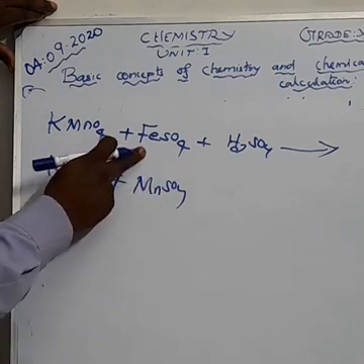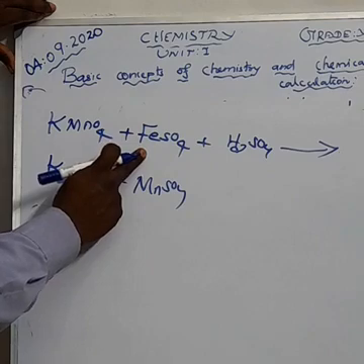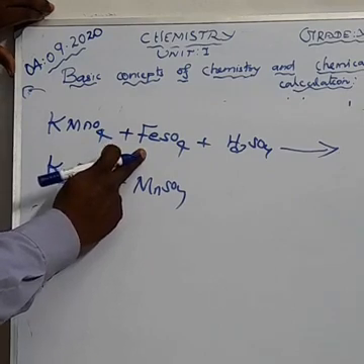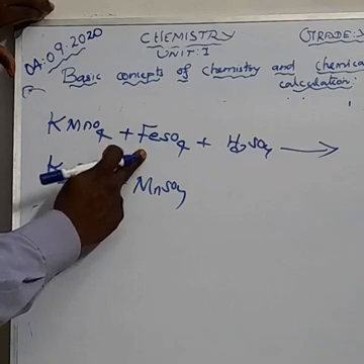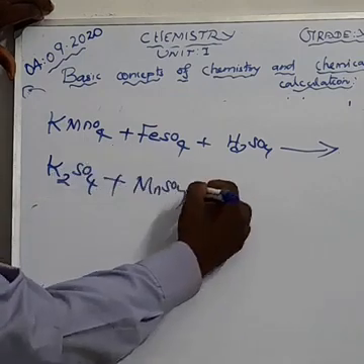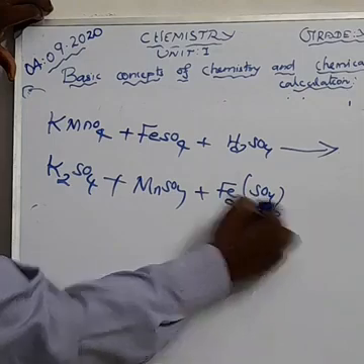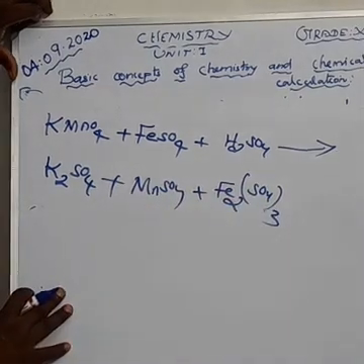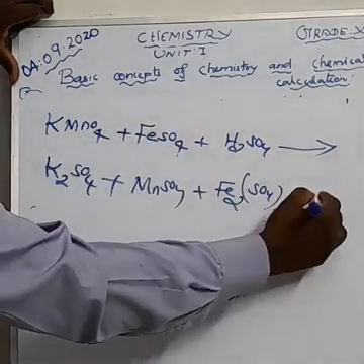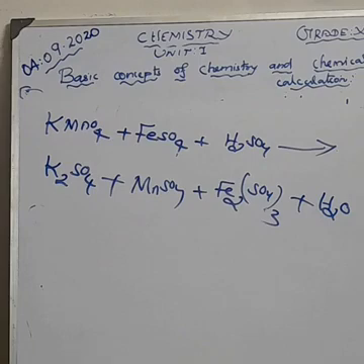Here, the ferrous sulfate is converted into ferric sulfate. What is the formula for ferrous sulfate? FeSO4. What is the formula for ferric sulfate? Fe2(SO4)3, plus hydrogen and oxygen, so we get water. Here, what is the equation?